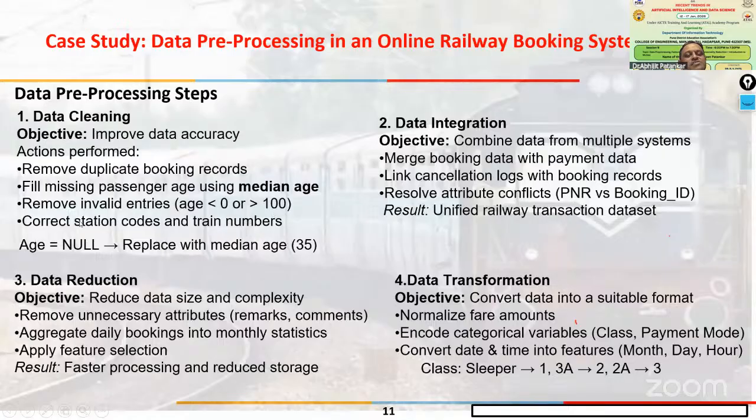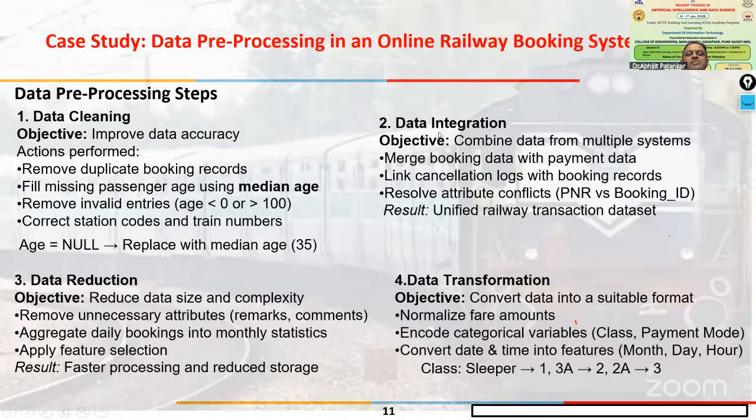Then correct station codes and train numbers that we have to provide. So age equal to null, replace with median age. Whatever the null value, it should have some value, otherwise we are not able to process that data. So all these operations we are doing under data cleaning: removing duplicates, median value of age, checking the validation of age, that the correct age is entered.